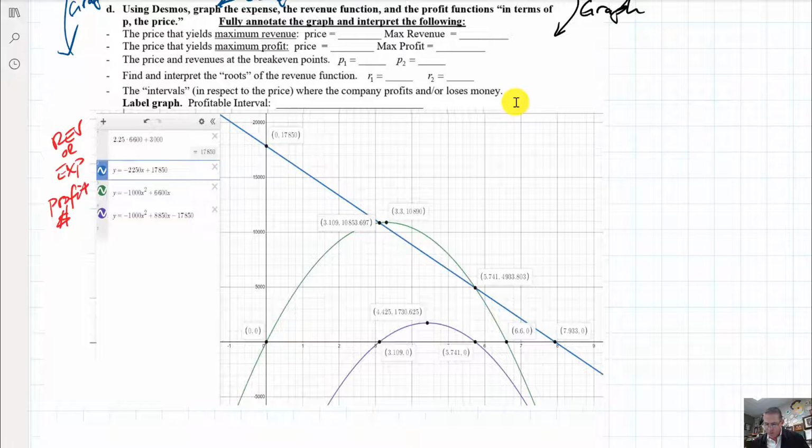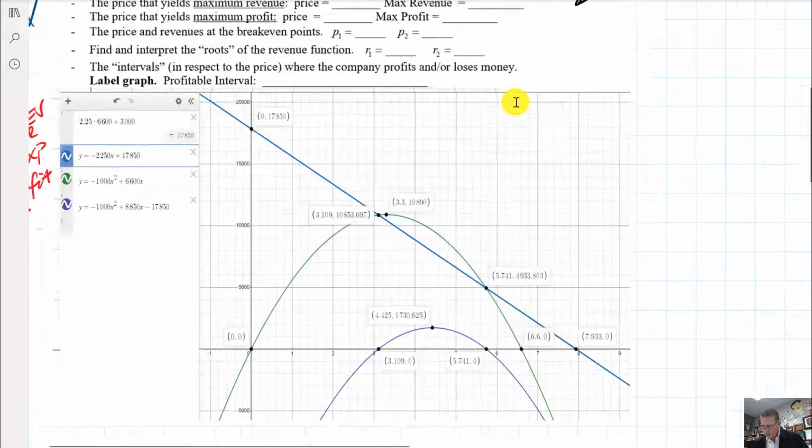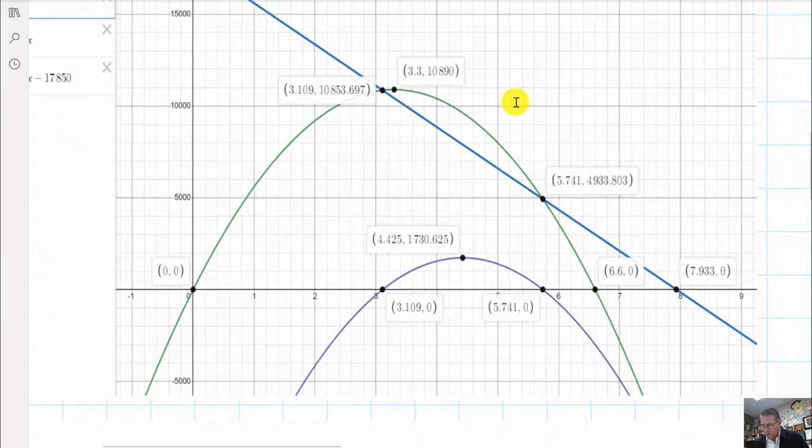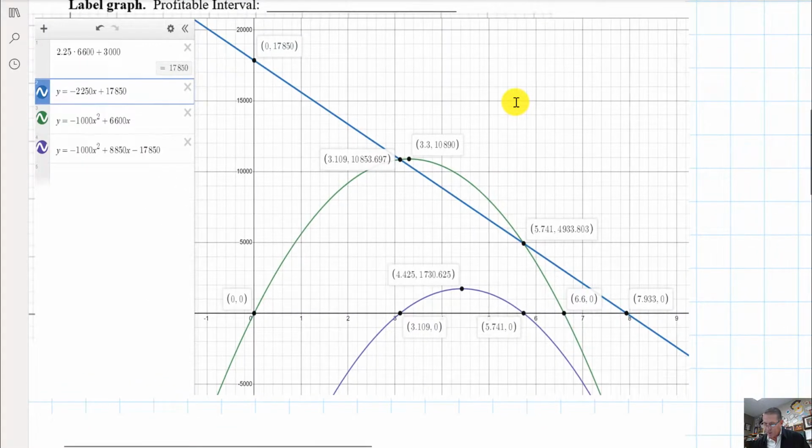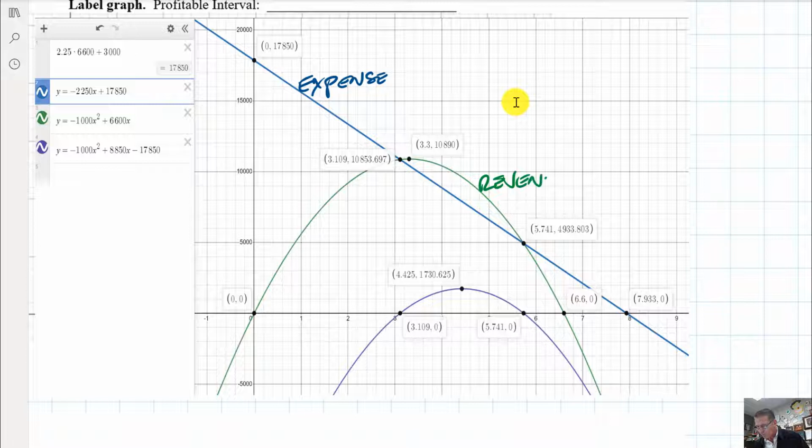So the first question: the price that yields the maximum revenue. If you go to your graph here, let's label the graph so you know which is which. This is your expense function. The green one is your revenue function. And the other one, the purple one, is your profit function. So now let's annotate.